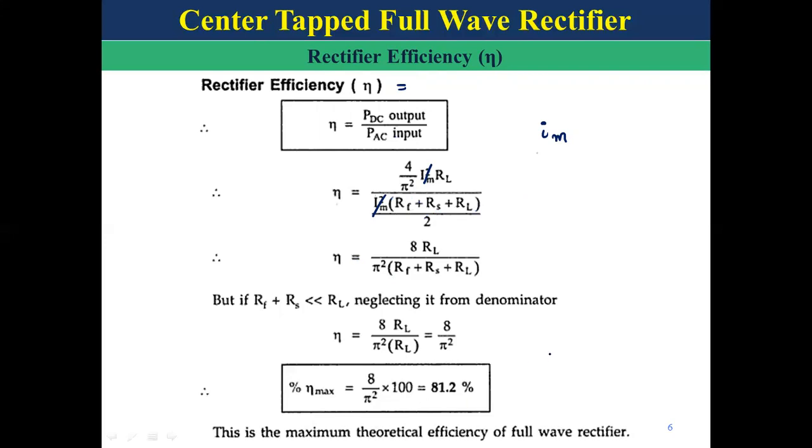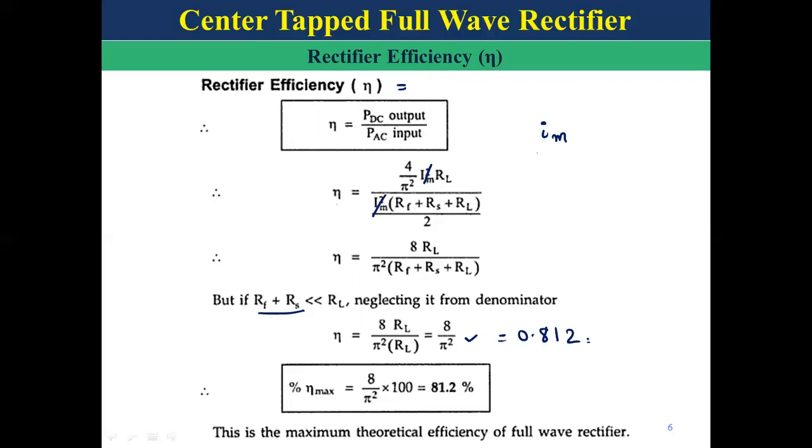So here RS and RF are the internal resistances of the secondary winding and the diode forward resistance. Both are very small compared to RL. So RF plus RS is far less than RL, so we can neglect RS plus RF. Then our eta becomes 8 by pi square. If you calculate the 8 by pi square value, we get 0.812. In general, efficiency is expressed as a percentage, so it must be multiplied by 100.